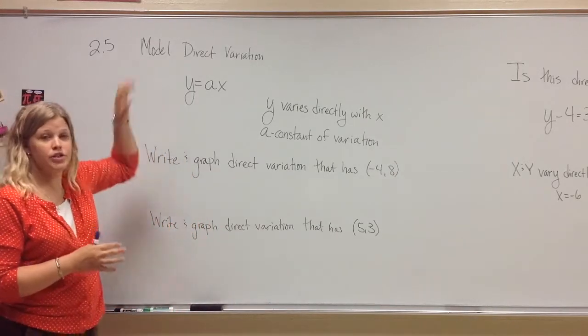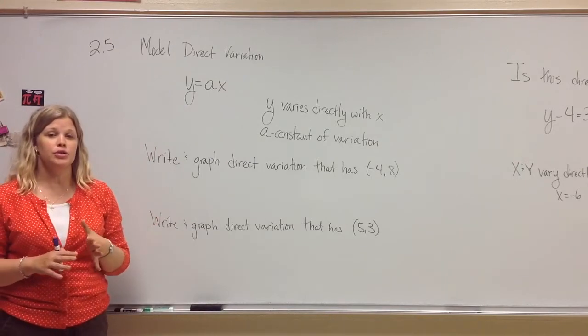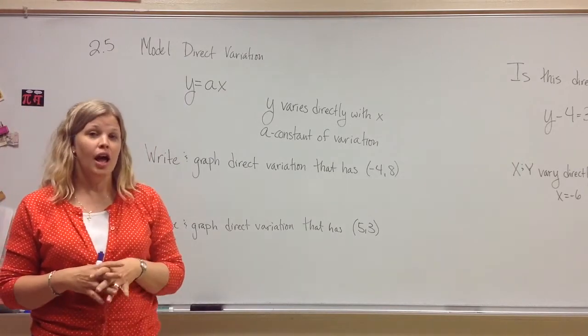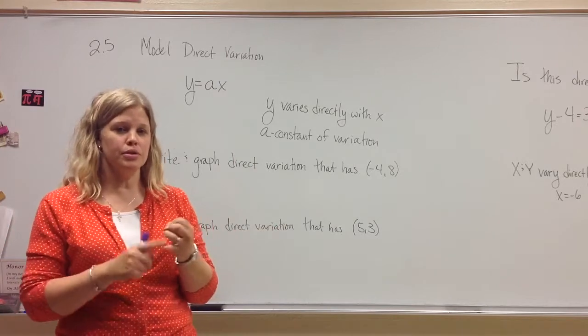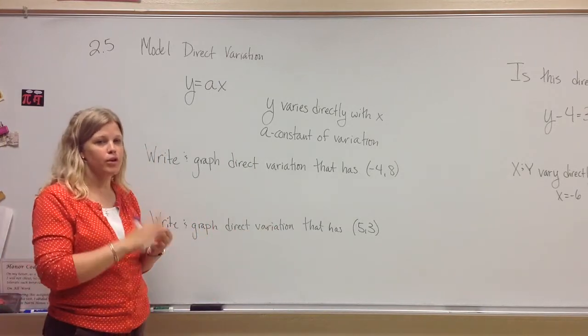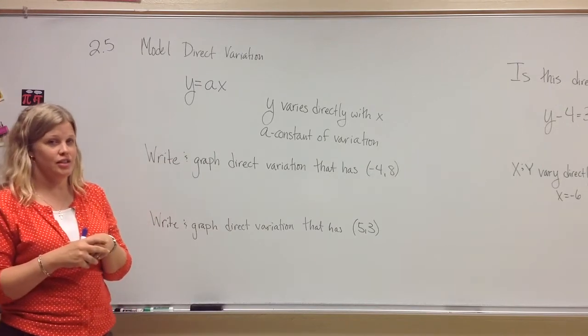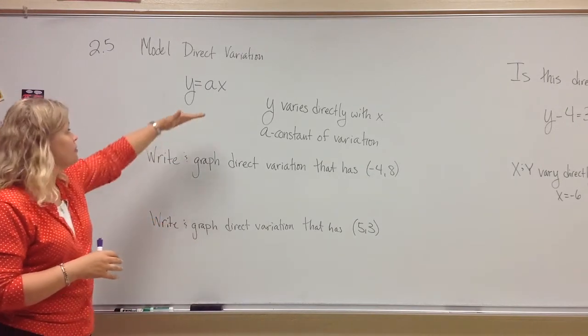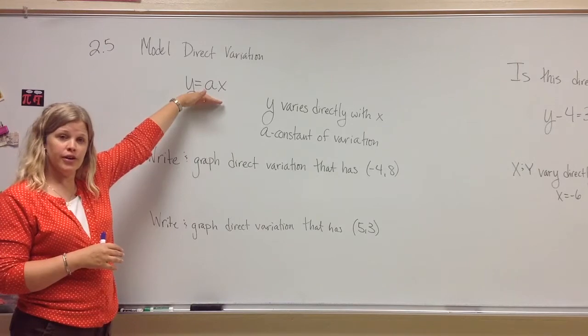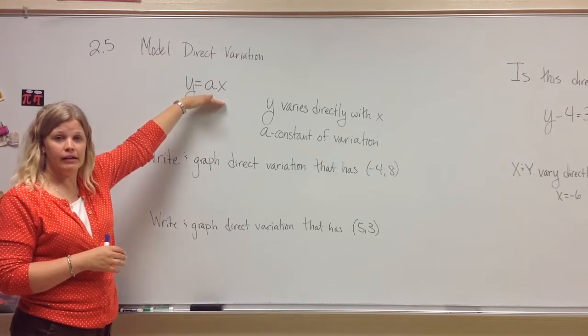Today we're moving on to 2.5 and we're going to do how to model direct variation. Now after everything we've been through, slope and y-intercept and point slope formula, this is actually one of the easiest lessons that you're going to get this year. So enjoy. The formula for direct variation is y equals ax.